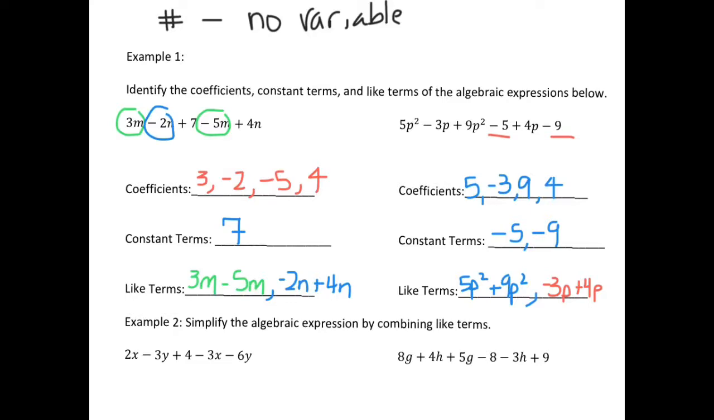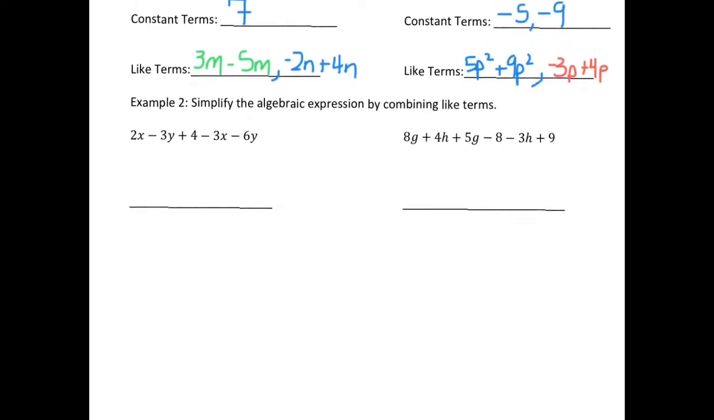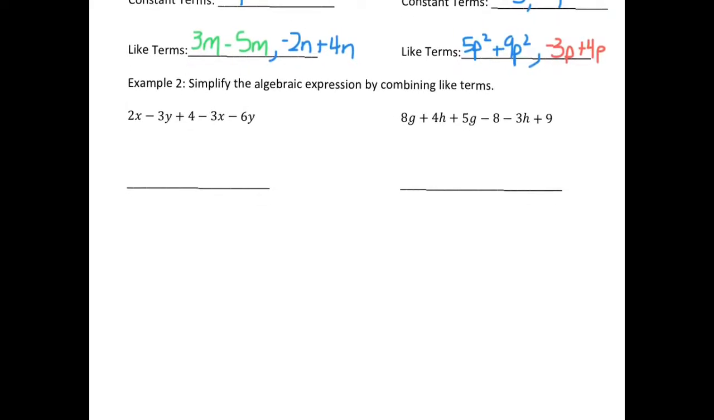All right, our second example, we are going to simplify the algebraic expression by combining like terms. So I am going to underline the like terms. So I have 2x minus 3x. 2x minus 3x gives me a -x.